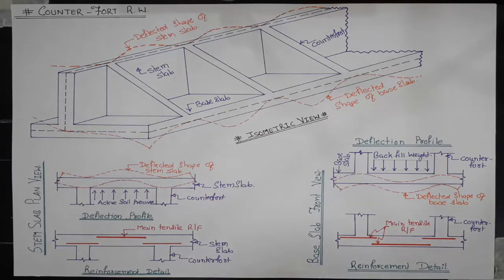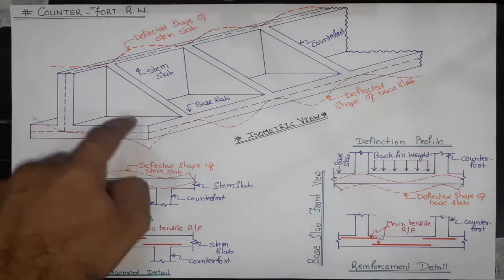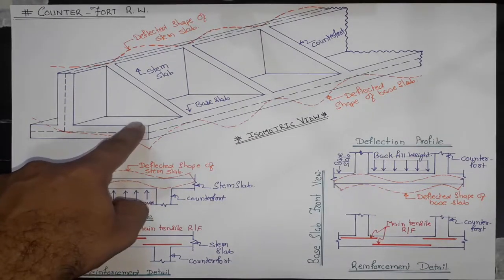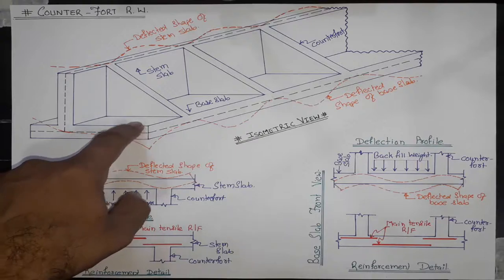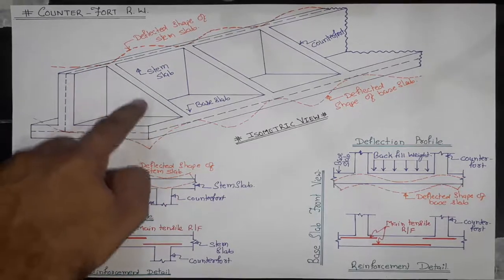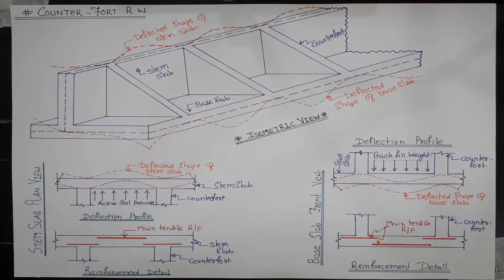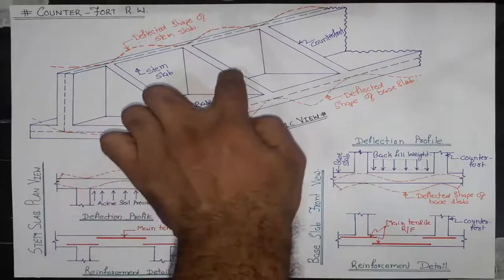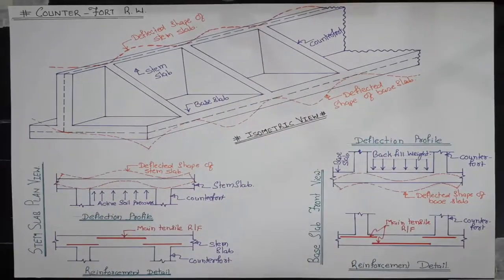In counterfort retaining wall, the stem and the base are tied together by counterfort. This is the stem and this is the base. This is the counterfort, at suitable interval. This is the center to center distance between the counterforts.